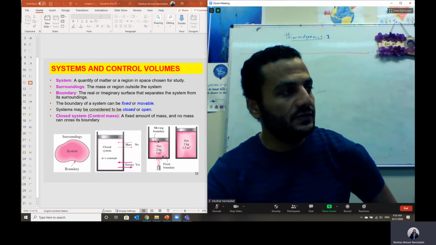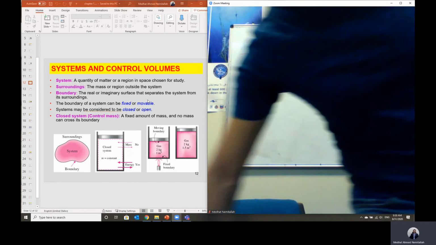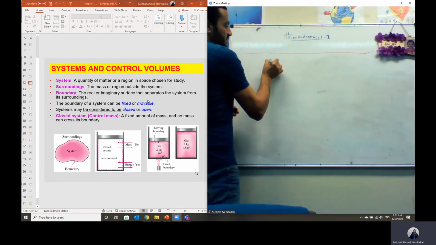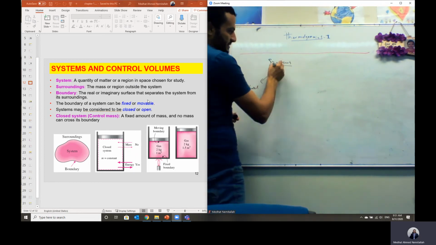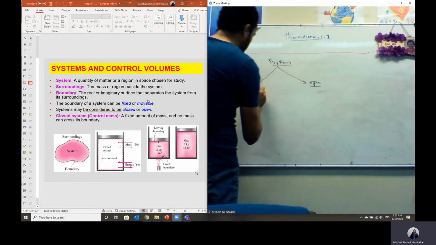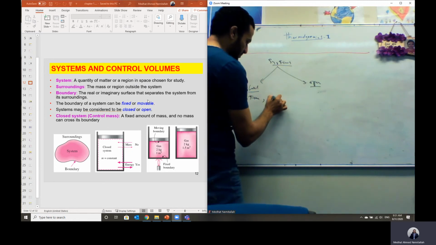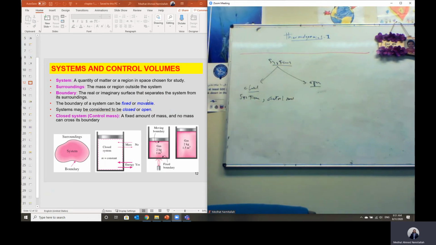So we do have two kinds of system: the closed system and the open system. Closed system is also called, when you see it in any problem, just a system. It's also called a control mass. Closed system and control mass, all of this means the system is a closed system.